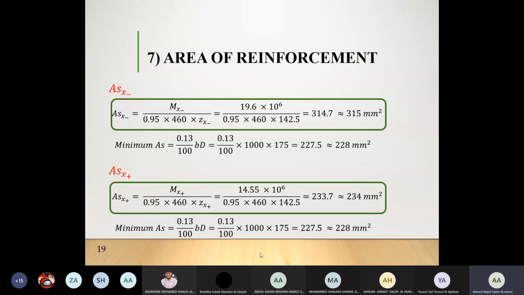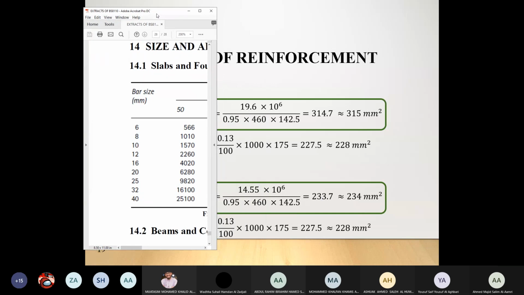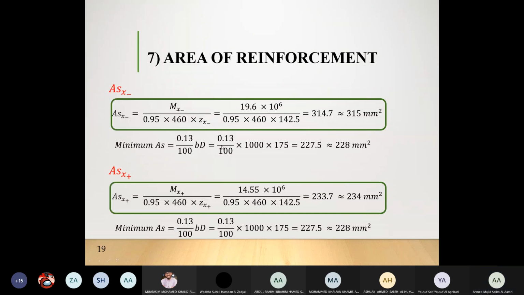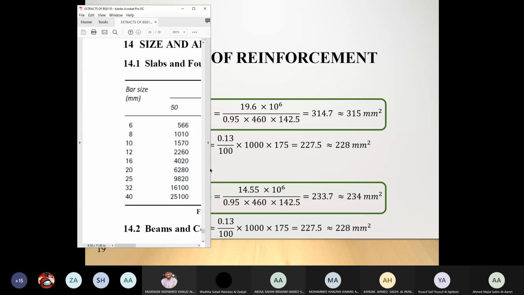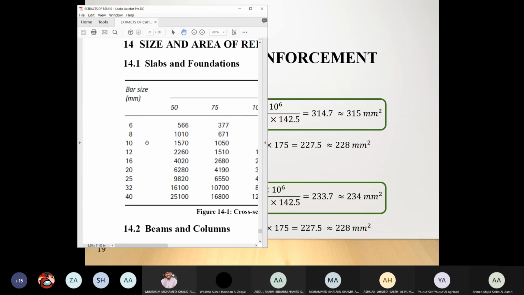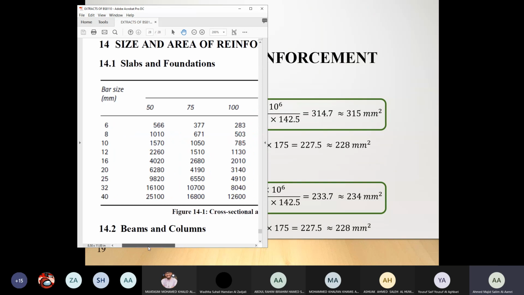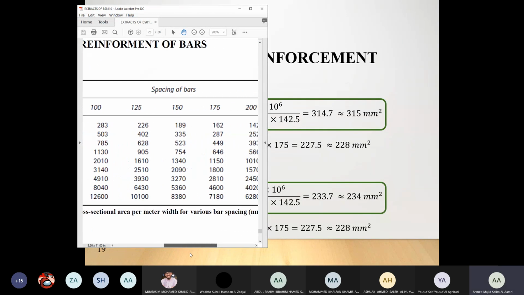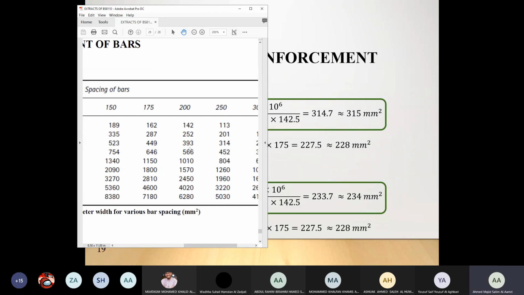So we have 315 and we have 234. The diameter from the beginning is 10 mm. I'm going to take 10 mm, and search for a value which is more than 315 and more than 234. For 10 mm, I cannot take 314 for the first one because it's lesser than the required. So I'm going to take 393 for this one. Because once again, 314 is lesser than the required. I cannot take something lesser than the required.